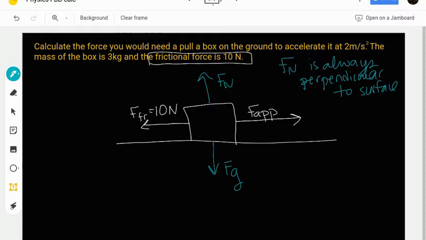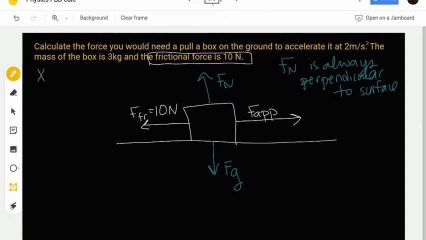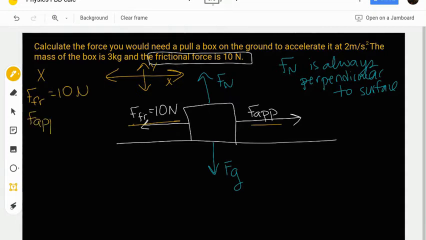Now, the next step of this is going to be to write out givens and unknowns for each axis. Okay, so let's look at that. We're going to look at the x direction first. So remember in math, this is your x direction, this is your y. In my x direction, I have my force of friction and my force applied. I do not know my force applied. Now my y direction, I have my normal force and my force of gravity.